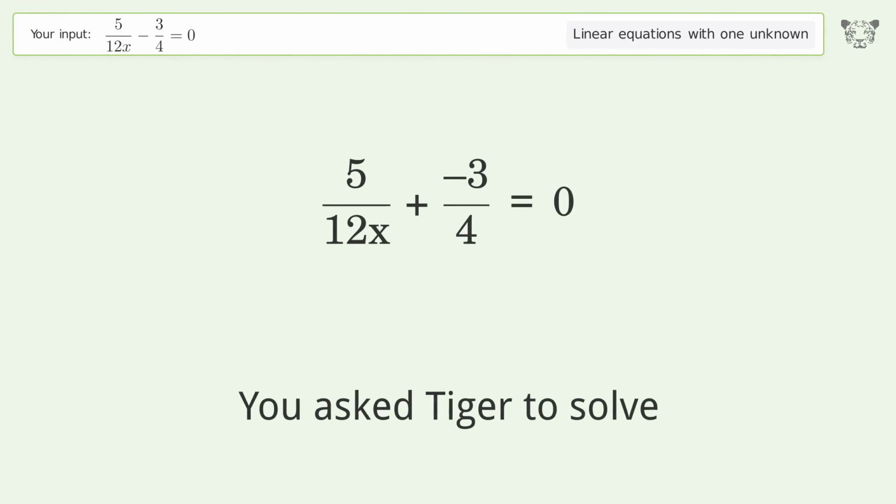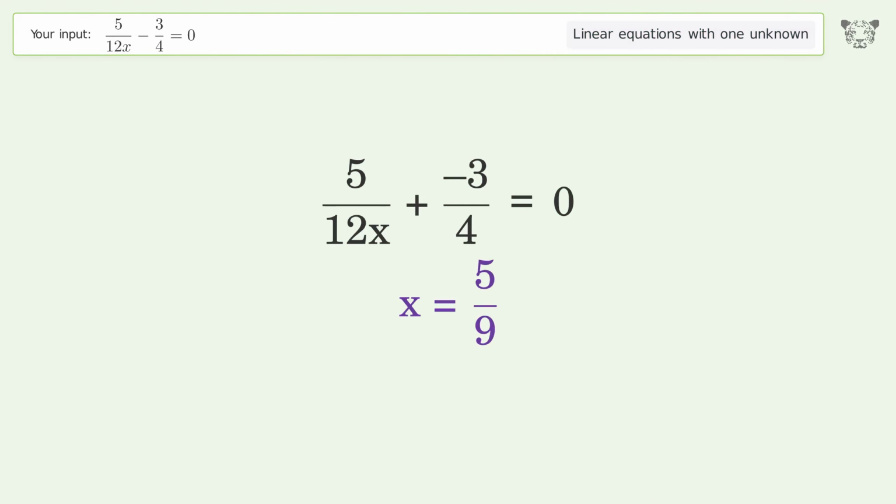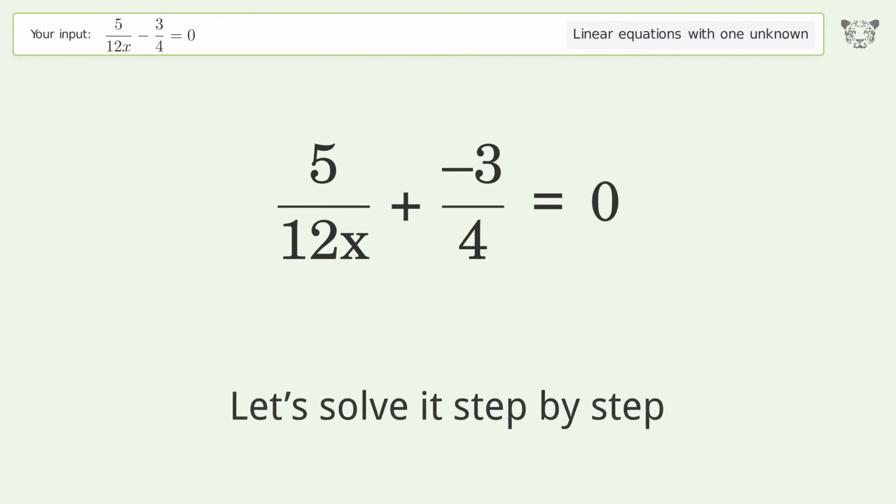You ask Tiger to solve this. It deals with linear equations with one unknown. The final result is x equals 5/9. Let's solve it step by step.